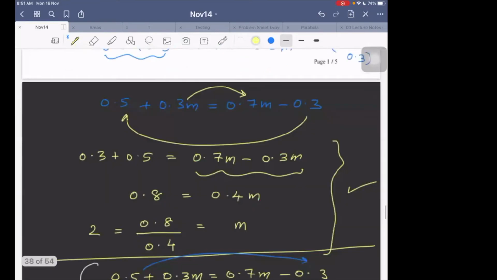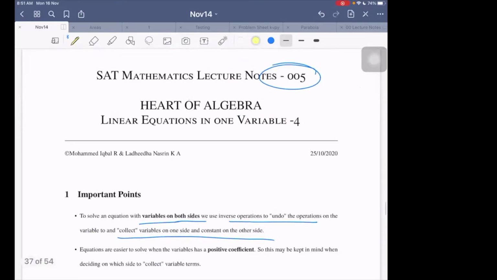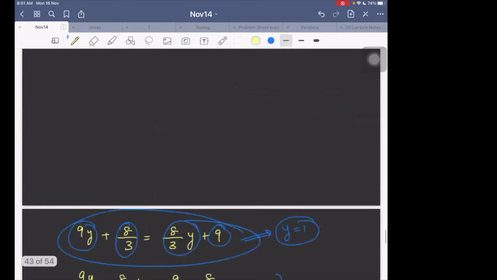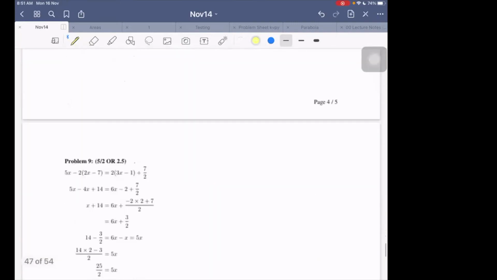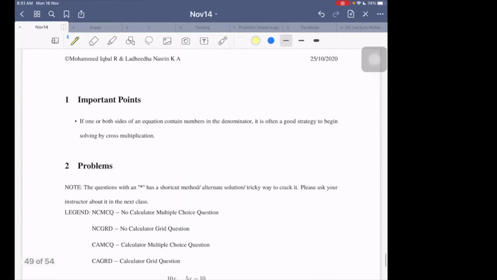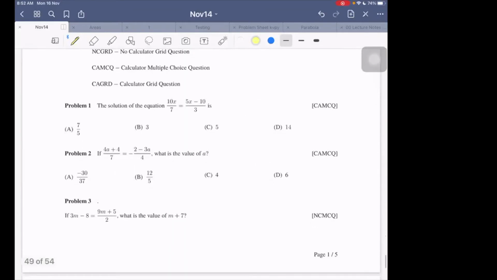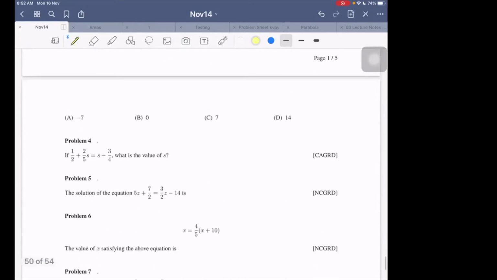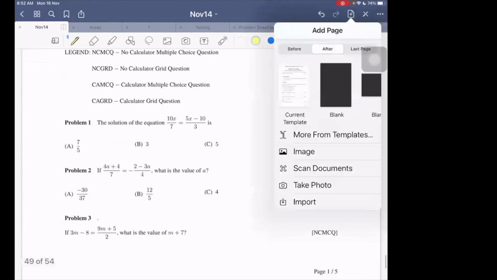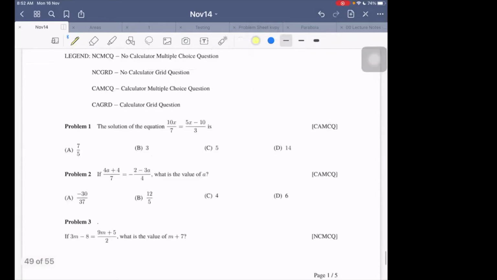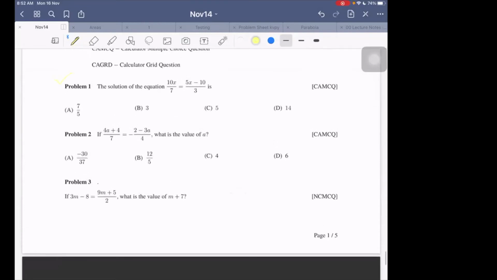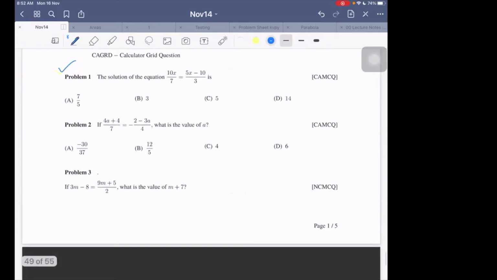So that was our sheet number 5. Shall we move on to the next sheet? In this question, you can have denominators. These types of questions have denominators or fractions occurring in the question. So let's see question number 1, how this can be done.